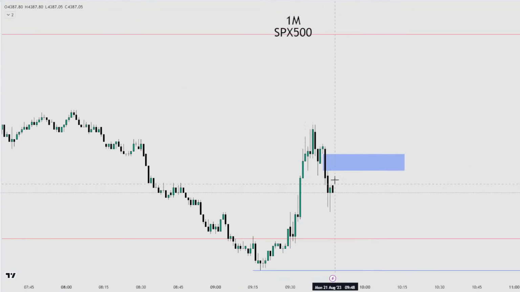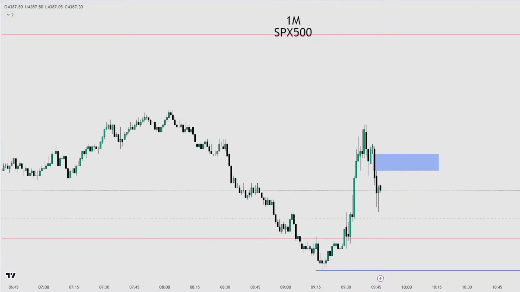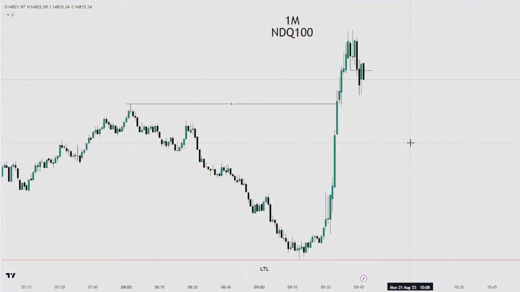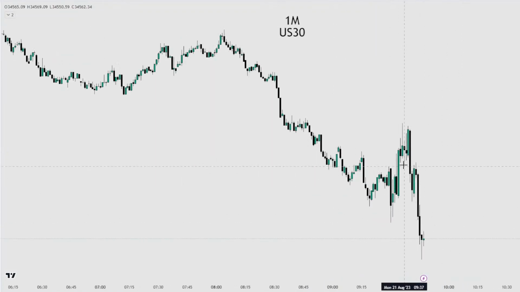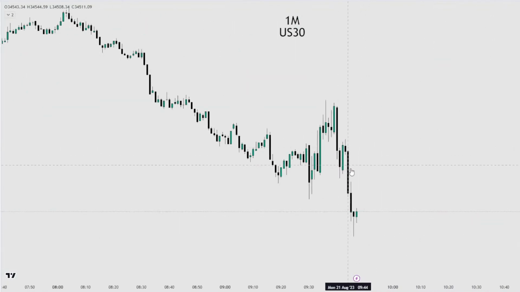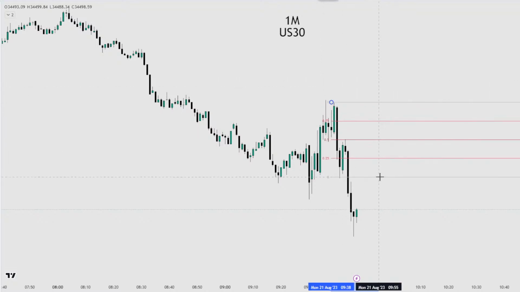Nah, I wouldn't enter here yet. It's not what I expected from this candle to close. So just gotta wait a little bit, guys. You gotta be patient when trading. US 100 gets a good setup, but not the pair I trade.